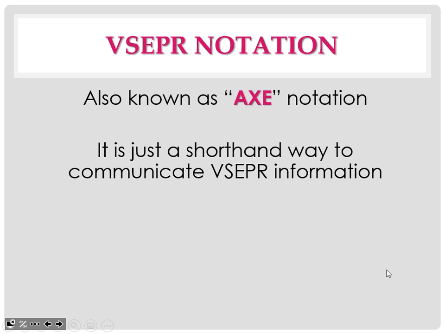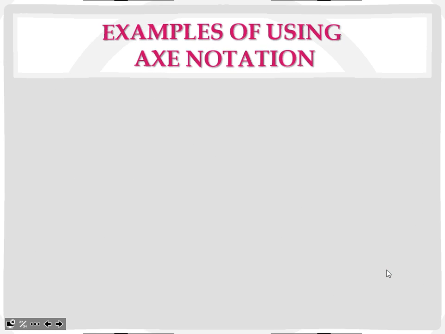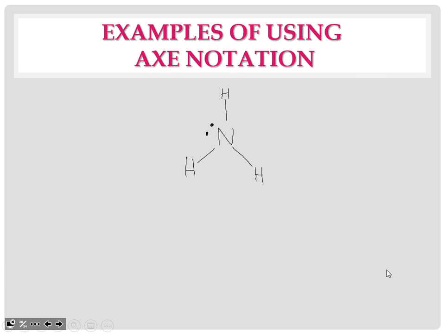Now, we have something that we refer to as AXE notation, A-X-E. It's just a shorthand version of writing down what we were just doing there, counting our domains. So if you look at your AXE packet, this is going on the back part of it. So I look and I say, okay, here is ammonia. Once again, I know that ammonia has 1 lone pair and it has 3 shared pair.